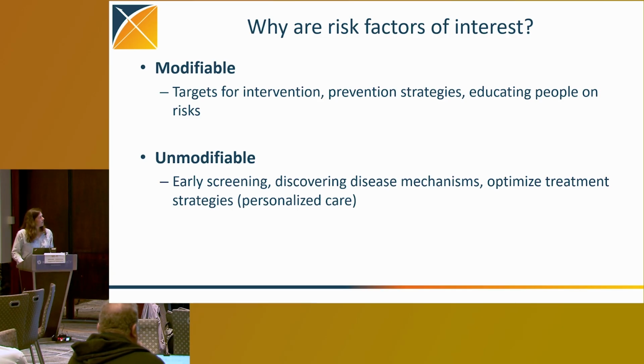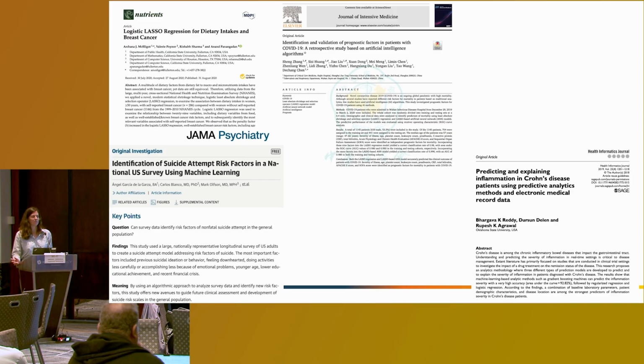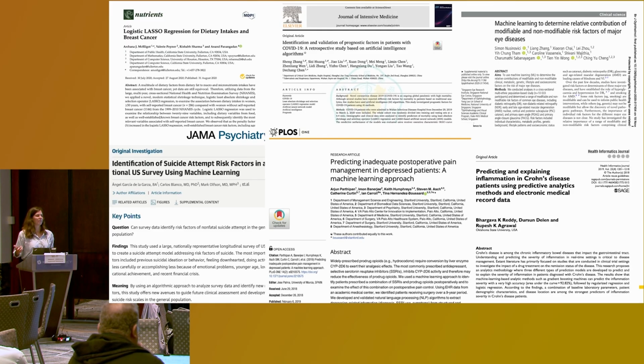And knowing about these risk factors is of interest for several reasons, but for example, for modifiable risk factors, it is because they provide targets for intervention. You can formulate prevention strategies, you can educate people on risks, make sure they change their behavior. But even when risk factors would be unmodifiable, it is arguable that it's of interest because then it can be used for early screening to maybe optimize treatment strategies and for at least timely knowledge and action.